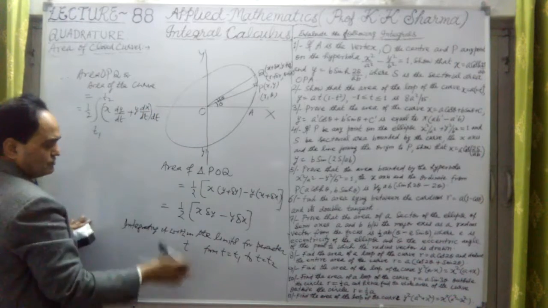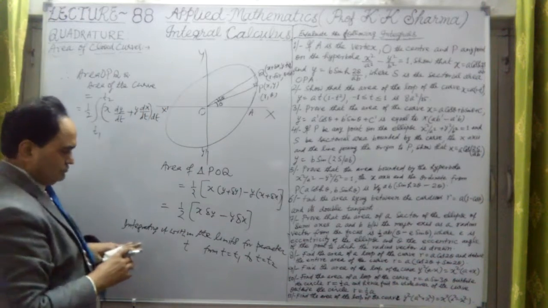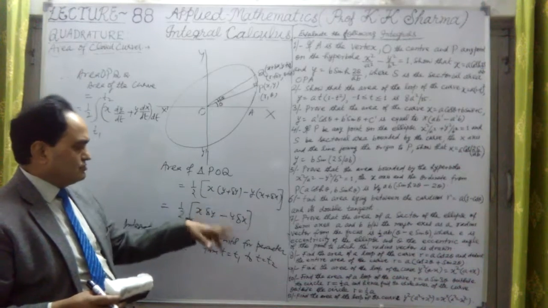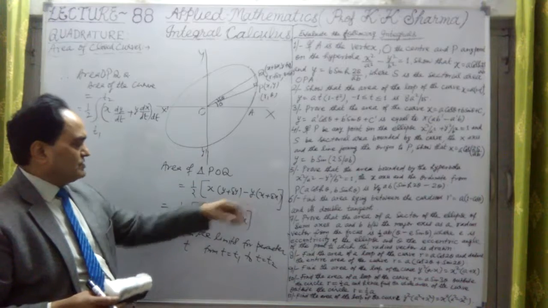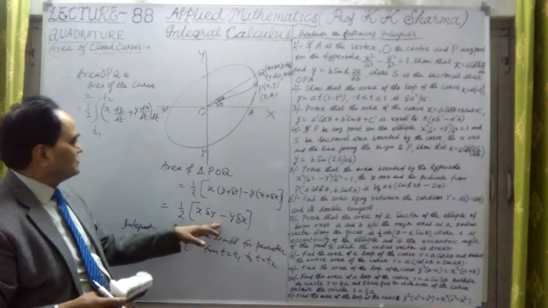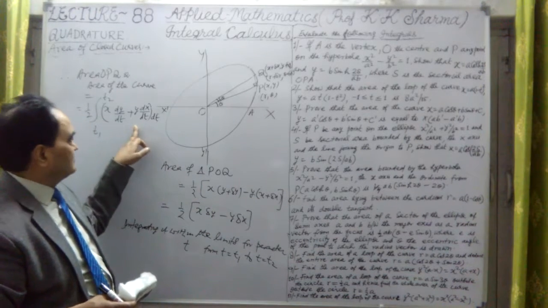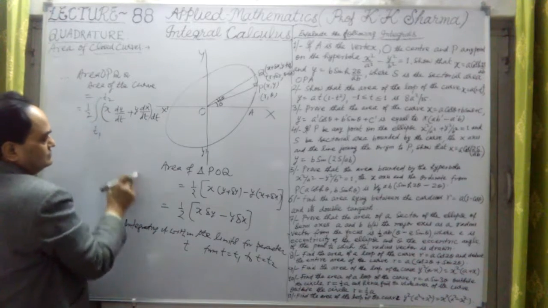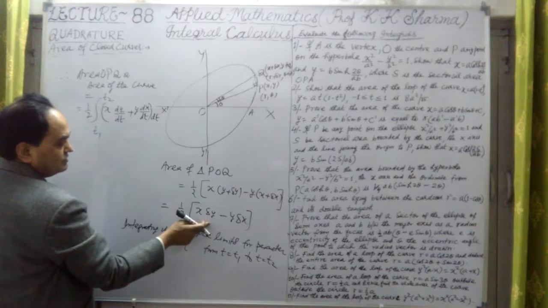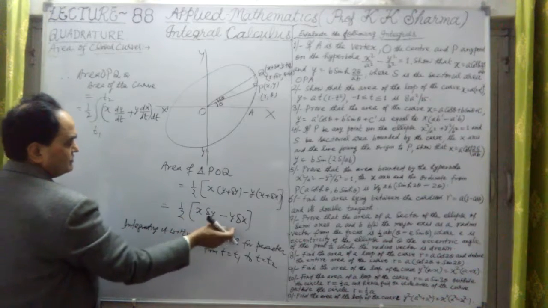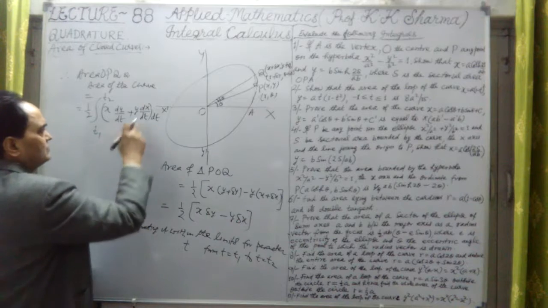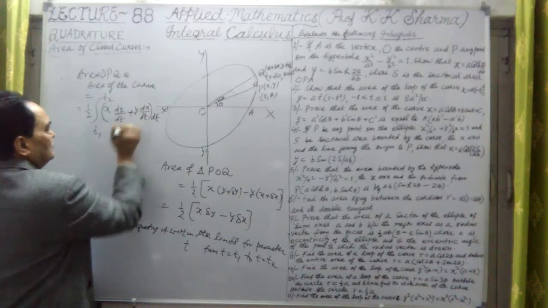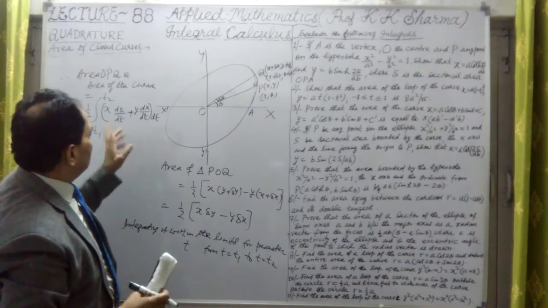So this is the formula here. Within this limit, xy cancel out, and only x into delta y minus y into delta x is left over. Then if we integrate this with respect to t, this is x into dy/dt, delta y upon delta t, minus y into delta x upon delta t. This is what the formula is. We have to integrate this within the limits t1 to t2.